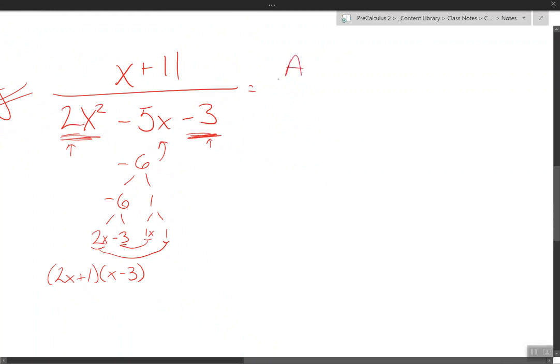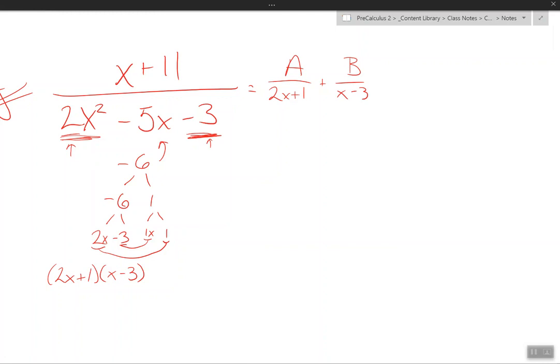We have a over 2x plus 1 plus b over x minus 3. If you wrote them in a different way, you might have a over x minus 3, b over 2x plus 1, and again, that is fine. Your a will be my b and vice versa.